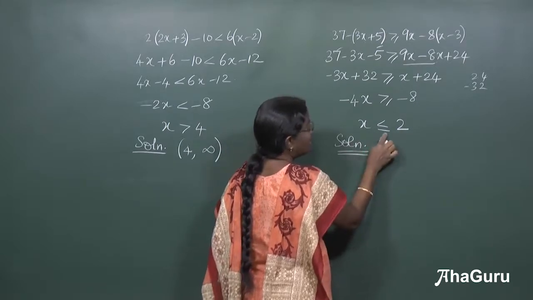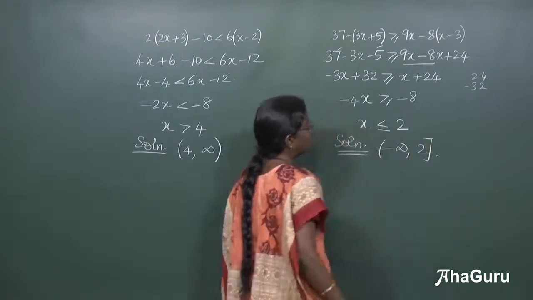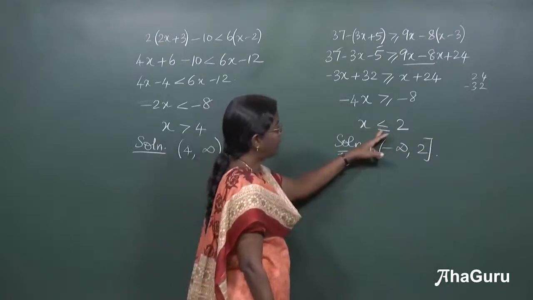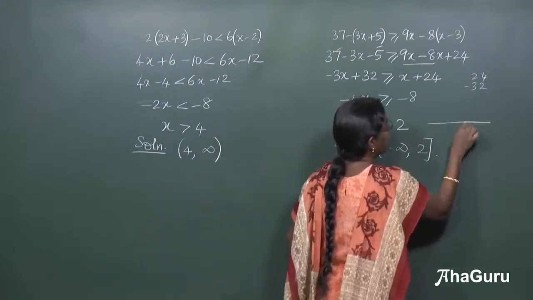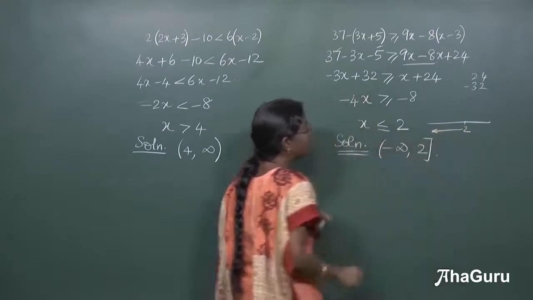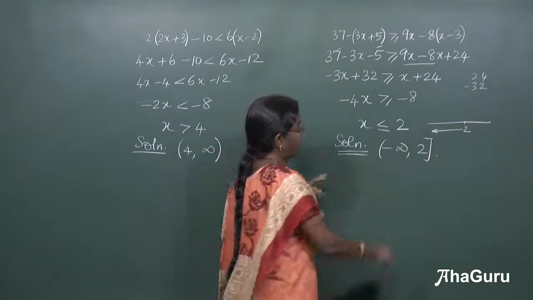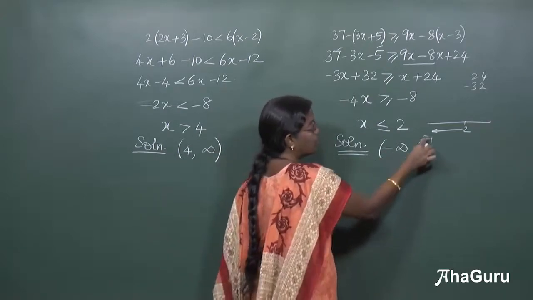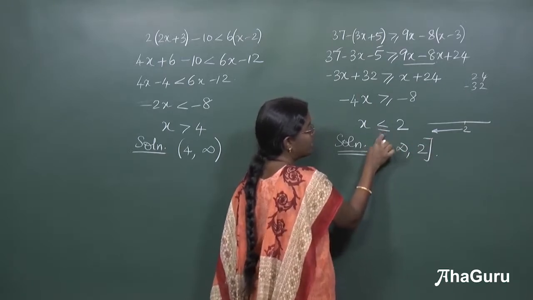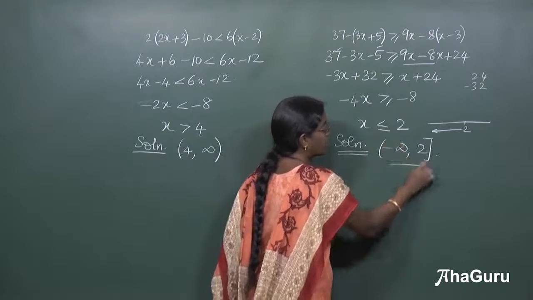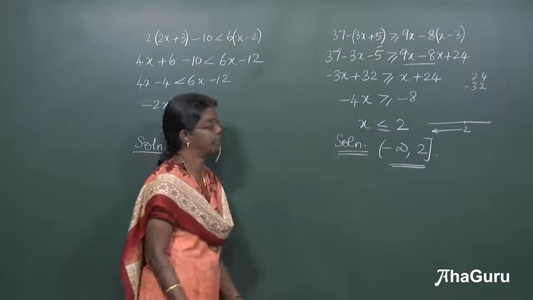x is less than or equal to 2, it will be minus infinity to 2, this 2 inclusive, all real values which are less than or equal to 2. If 2 is on the real line here, all values of x which are less than or equal to 2. So, solution will be the interval from minus infinity to 2, but 2 value will be included because the inequality is not a strict inequality, it is x less than or equal to 2. So, minus infinity to 2, 2 inclusive will be the required solution.